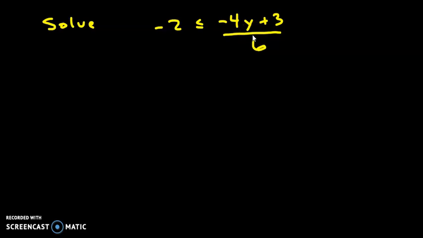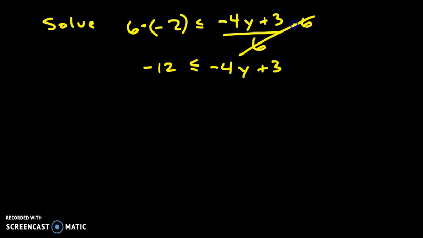Well, we've got this big fraction on the right. There aren't any other terms outside of that fraction, so I can go ahead and get rid of the fraction. Remember, we talked about in solving equations, the reason that's a fraction is because we are dividing, so we want to do the opposite and multiply. That will get rid of that denominator there, and we will no longer have a fraction. So now we have negative 12 is less than or equal to negative 4y plus 3.